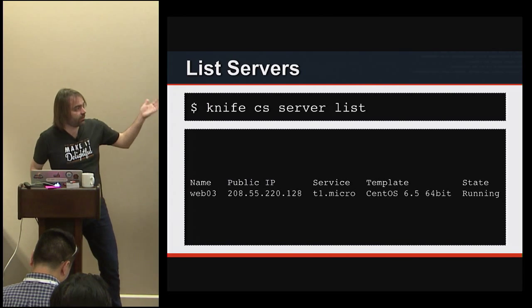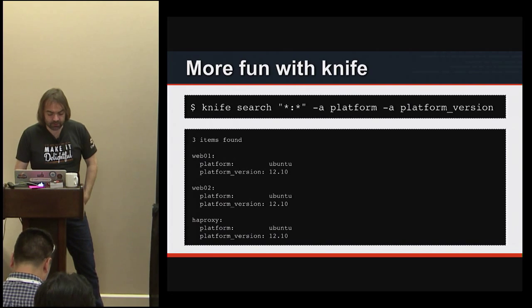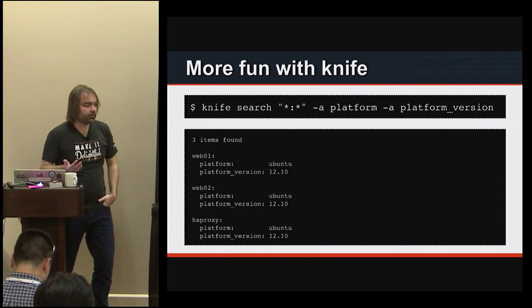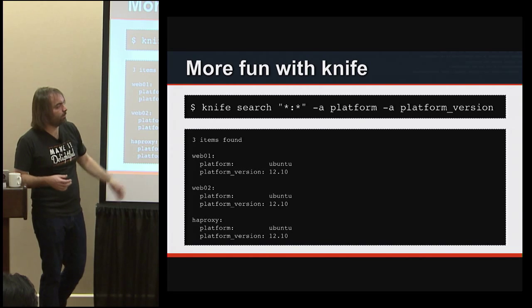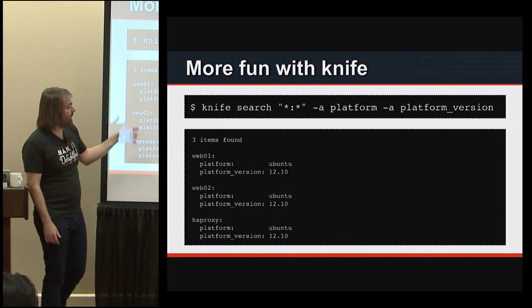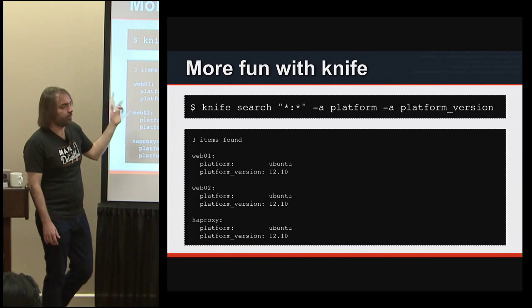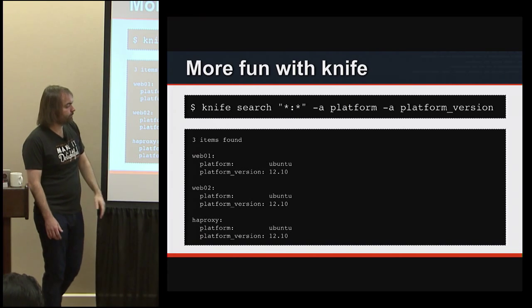So you can see the servers that you have available to yourself. And then if there's data that you want, you can play around with knife search and get the different data back. There's tons of data that all the machines report back on by default, and you can use that data for whatever you might want to do. In this case, the dash a says, show me these attributes.